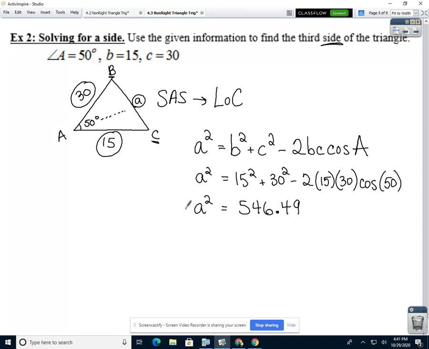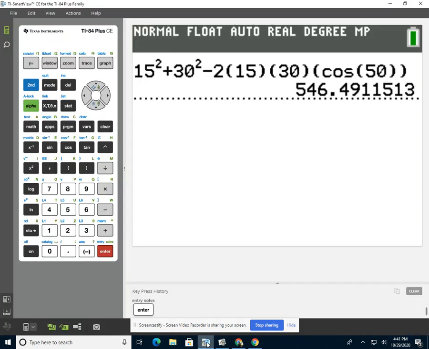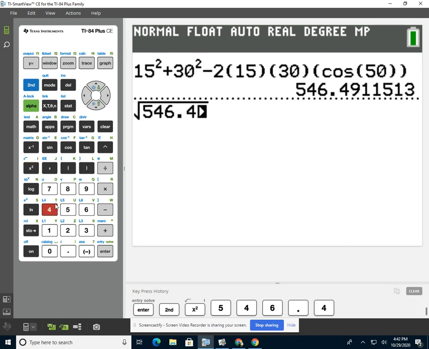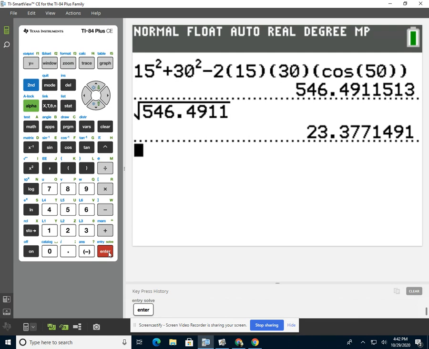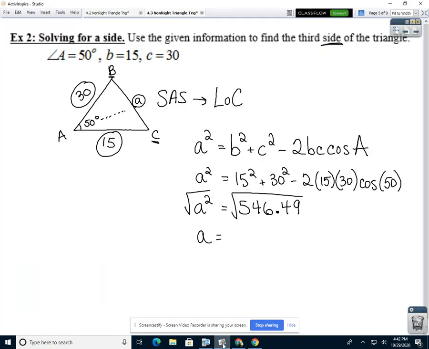So I need to go ahead and use square root, right, to undo the square. So A is actually going to equal, I'm going to do second square root. I'm just going to use 546.49. If you want to put in the 1, you can, but it won't really vary your answer. So I'm going to get 23.38.